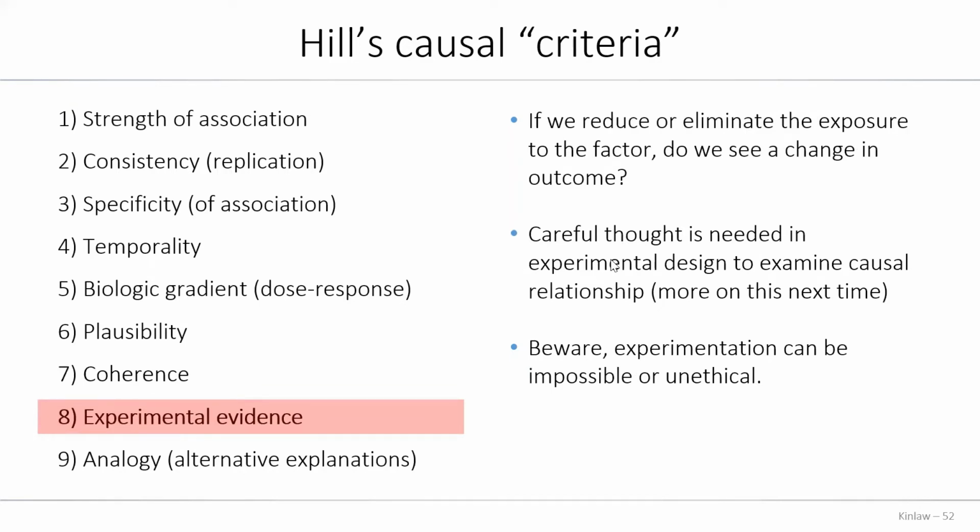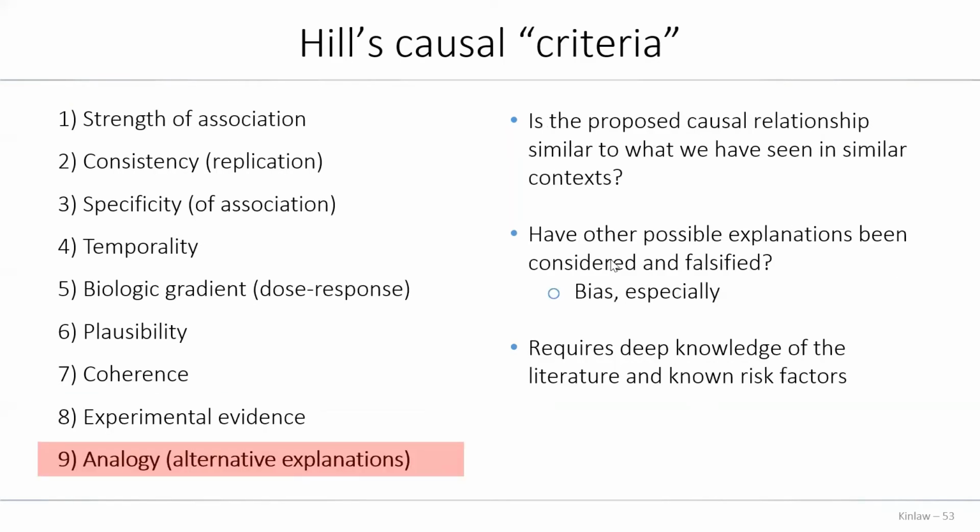Eighth is experimental evidence, which is often very useful for identifying causal effects. If we carry out an experiment where we alter people's exposure to a factor of interest without altering other characteristics about those people, then differences in outcome occurrence may well be caused by the change in exposure. A limitation to this idea is that experimentation is not always possible, and it's not always ethical. Finally, analogy states that the proposed causal relationship is similar to what might have been seen in other similar contexts. This goes along with consistency, plausibility, and coherence criteria. It also implies that alternative explanations have been considered for what was observed in a given study.